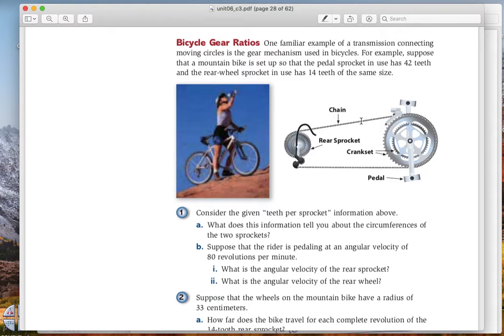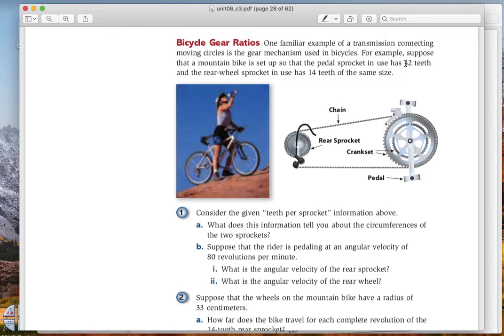And so while the chain is moving at the same speed, the chain is still rotating at the same rate. However, the number of teeth determines how fast this wheel will do one full revolution versus how fast the pedal sprocket will do one full revolution. So, for example, one full revolution for this pedal sprocket is not going to be the same amount of time as one full revolution for this rear sprocket. But since they tell us 42 teeth and 14 teeth, they're asking us, what is that relationship? One revolution of the pedal sprocket will be how many revolutions of the rear sprocket?